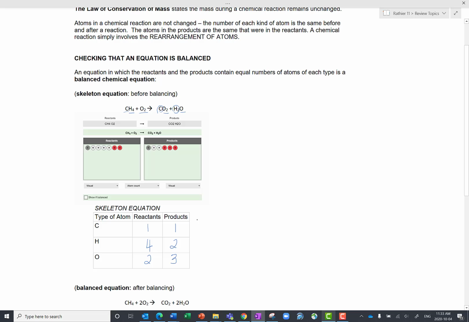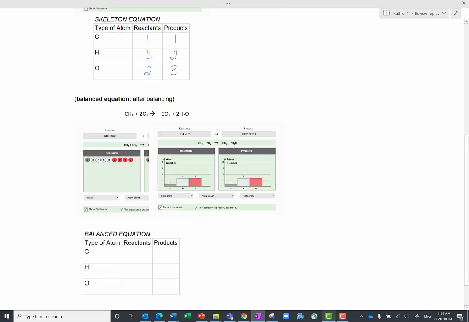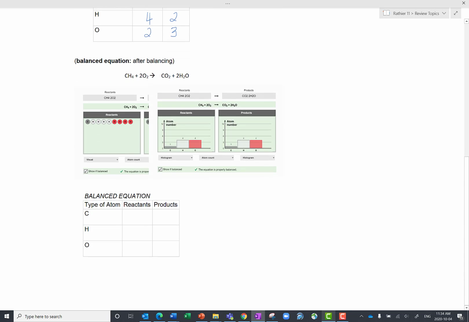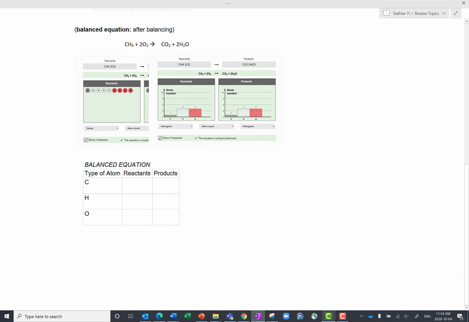Now, this skeleton equation is not balanced. We have the correct number of carbons on both sides, but we don't have the correct number of hydrogens or oxygens. They need to be the same on both sides. That's how we'll know that the law of conservation of mass has been observed. So I've already balanced this equation. Okay, we're not starting with balancing, we're starting with just examining for a moment.